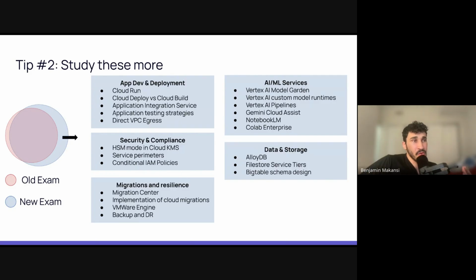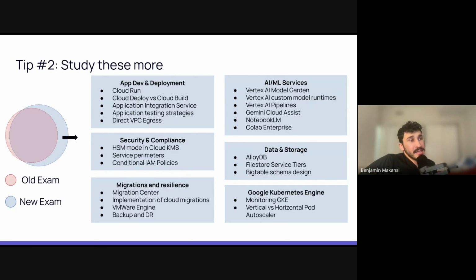VMware Engine lets you run VMware workloads natively on GCP. So knowing just kind of about that it's an option. Backup and DR is Google's solution for protecting workloads and meeting recovery objectives in certain scenarios. And that just was not on the previous version of the exam at all.